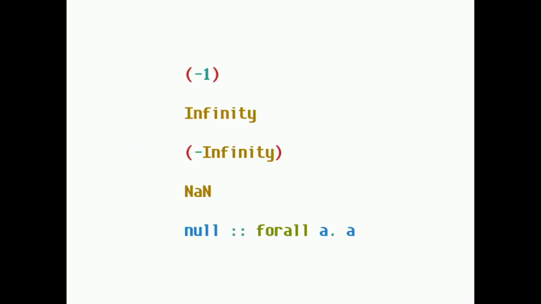So what do we return? Well, we can return -1. We can return infinity, negative infinity, not a number, or null. And all of these are things that people have done in the past in APIs. And it's horrible. So what do we want to do instead?